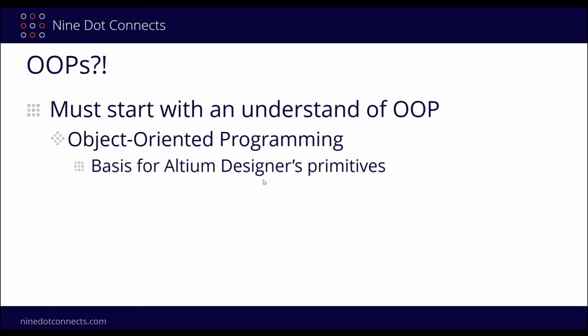So let's talk about OOPS, better known as object-oriented programming. This is the basis for all of Altium Designer's primitives, or what we consider to be a primitive, like a power port or a node, like a junction node or a wire component. These are all things that we call primitives, but really in programming, they're not called primitives, they're called objects. Okay?